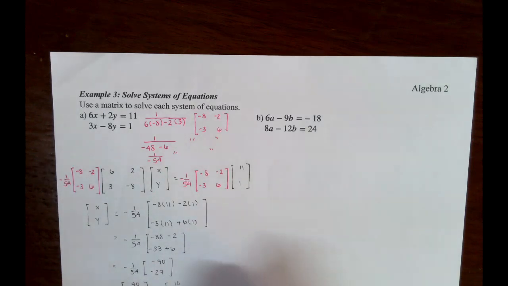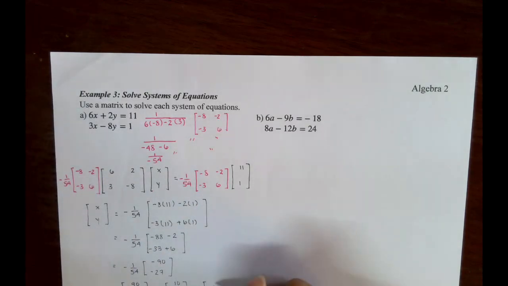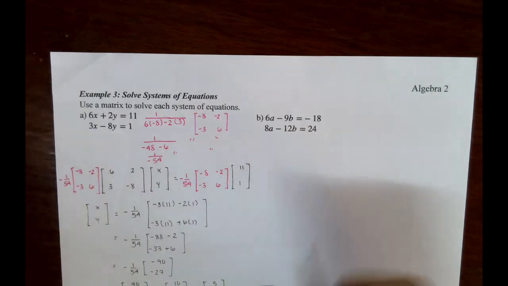27 and 54, both divisible by 27, so this is 1/2. Okay, I can still simplify my 10 over 6, which is 5/3. And 1/2. Okay, so that means, running out of space, x equals 5/3, y equals 1/2. So the ordered pair is 5/3, 1/2, or 1 2/3 and 1/2.